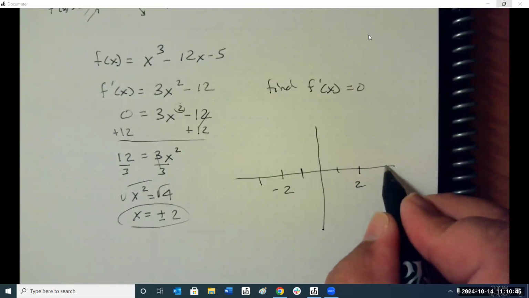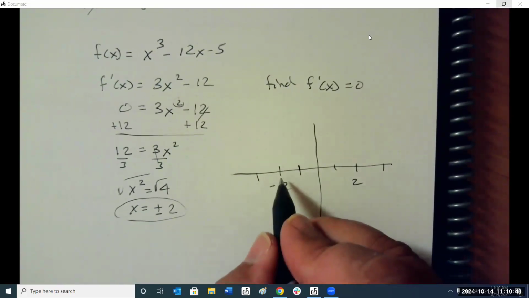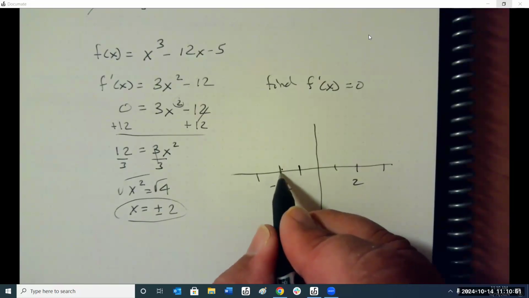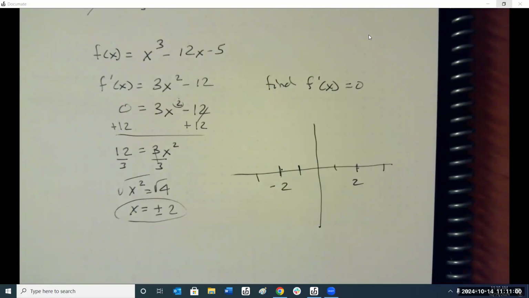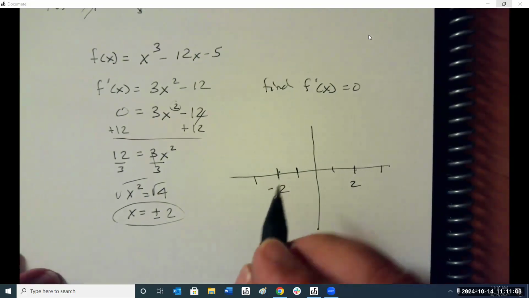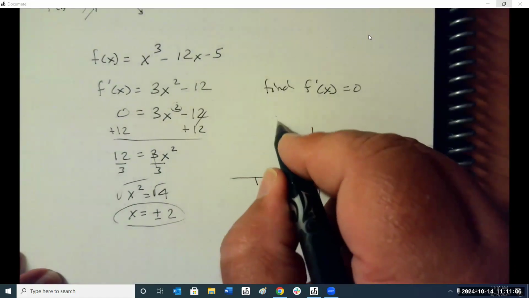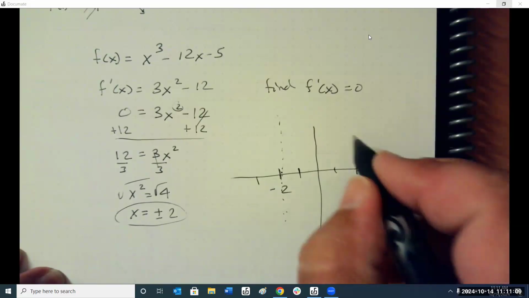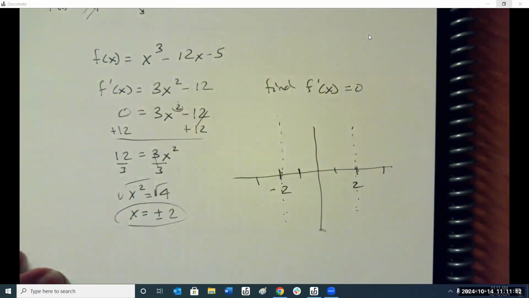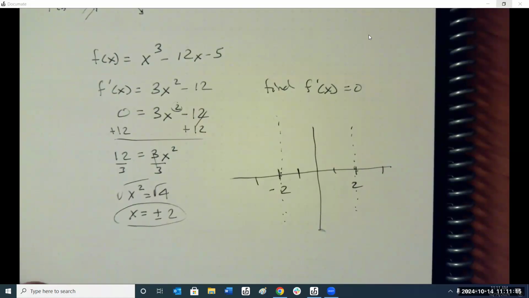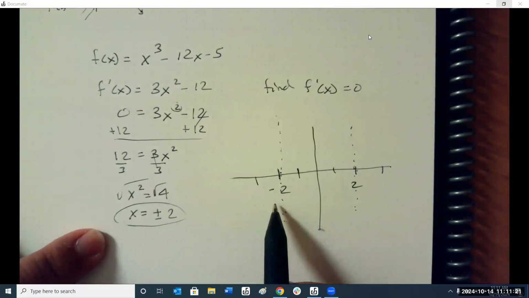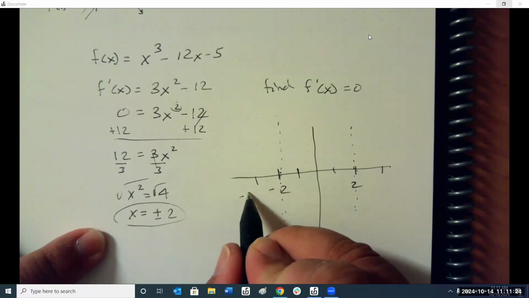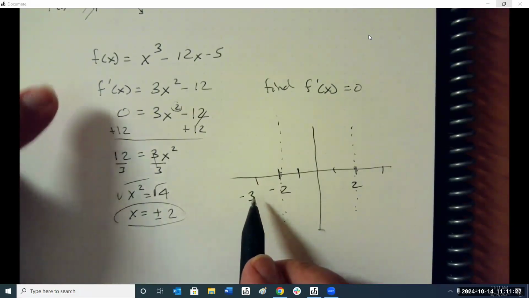On our graph, at this point and at this point, we will have vertices. So now what we have to look at here. So we know it's somewhere along this line, wherever the graph crosses at those lines, we know it's going to be the vertices somewhere there. But which quadrant are they going to be in? Well, let's look at the -2. What happens if we put -3 inside the first derivative?